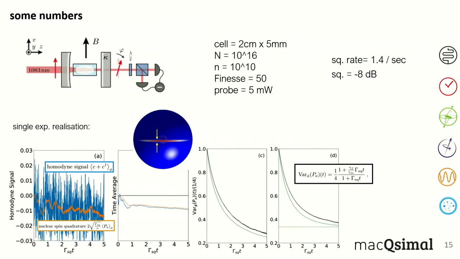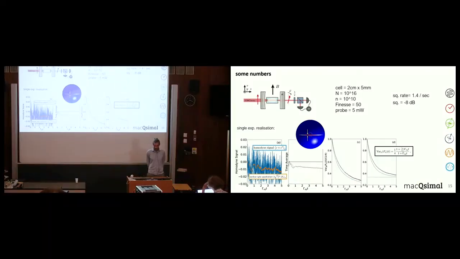So we have performed this theoretical analysis. We plug in some numbers, for example, considering a small cell, a cylinder of 2 centimeter length and 5 millimeter diameter. We have some number of atoms for a pressure of 2 bar inside the cell and room temperature. A cavity with a finesse that is reasonable of 50 and some 5 milliwatt of Faraday probe. And what we get is a squeezing of around -8 dB that therefore can be useful to perform quantum enhanced measurement. So here we did some simulation, but probably for the sake of time, I will skip these details and we can go back if you ask some question.